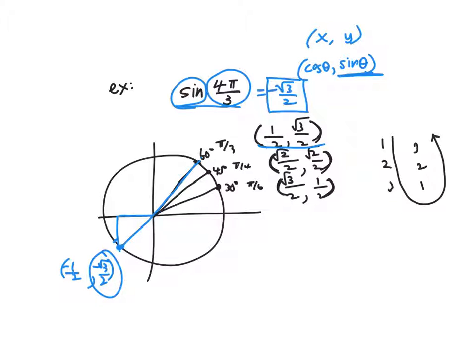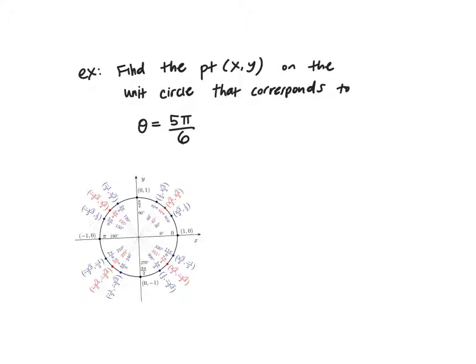Sine of 4 pi over 3 is equal to negative root 3 over 2. Here's an example. Find the point x, y on the unit circle that corresponds to theta equals 5 pi over 6. Just a heads up, our book likes to use t equals 5 pi over 6, but it's the same thing. It's just some angle along the unit circle.